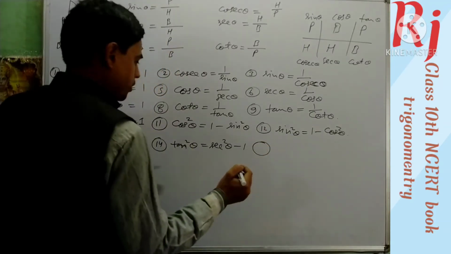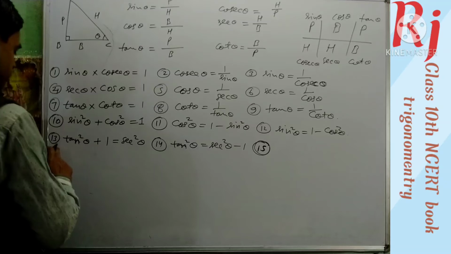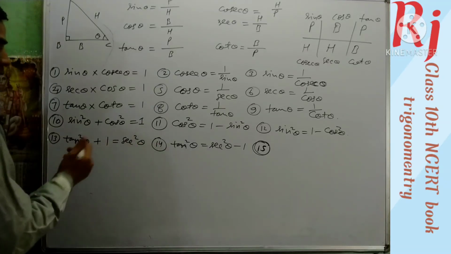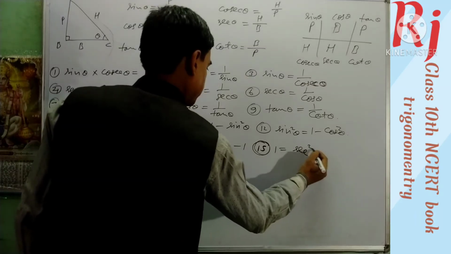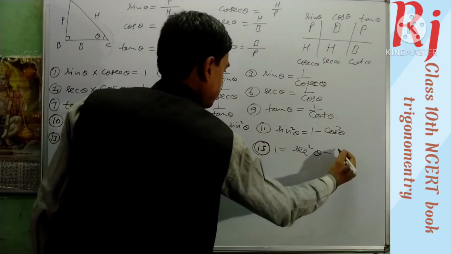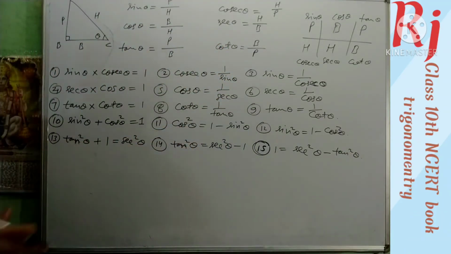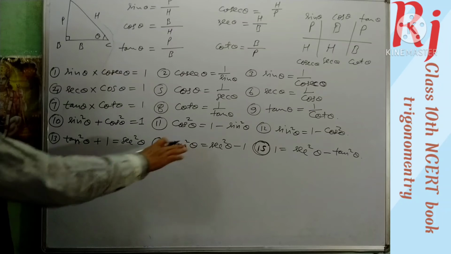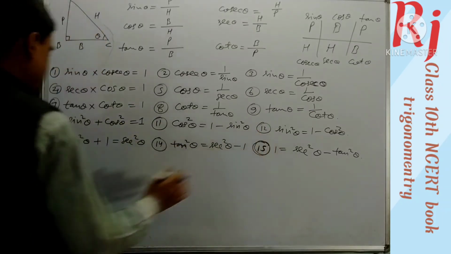Next, now I am going to write the 15th formula. In the 15th formula, here it will be 1 equals sec square theta minus tan square theta. Okay, I have just transposed the tan square theta from LHS to RHS. So now we have the 15th formula.